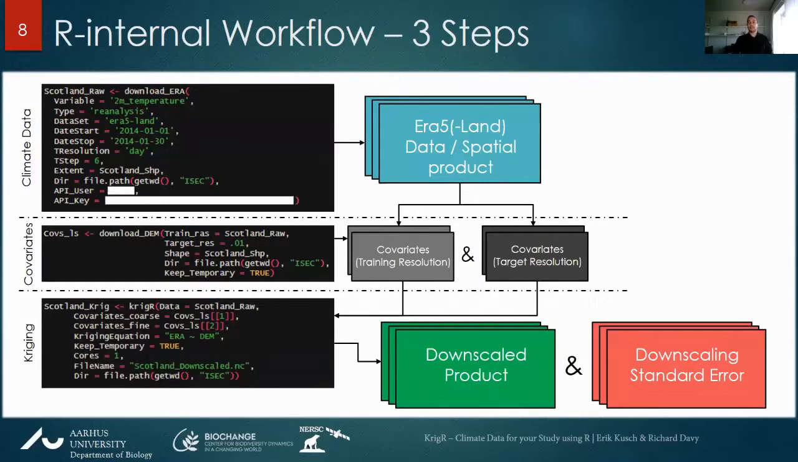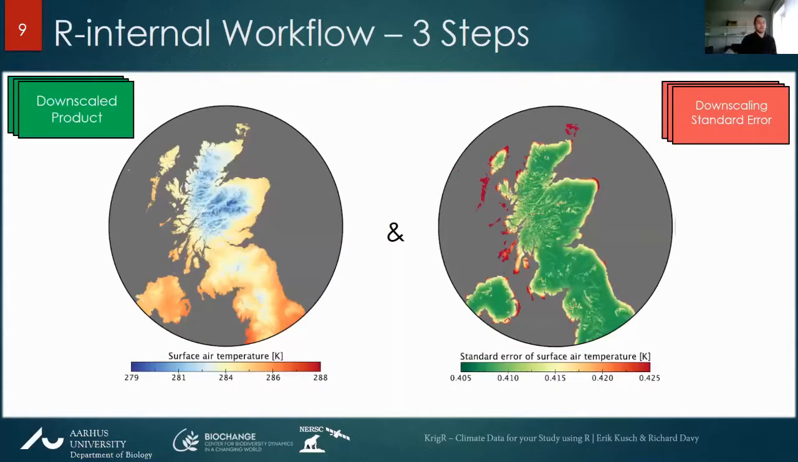Third step then sees us combining the initially downloaded climate reanalysis data with the different covariates to get to a downscaled product and a downscaling standard error, which then looks like this. We have the downscaled product on the left, and on the right-hand side, we've got the downscaling error. If I may just direct you towards the different color bars here, you can see that we have quite a big range on our actual surface air temperature and not a very big range on our uncertainty or standard error of our predictions for surface air temperature, which makes me very happy.